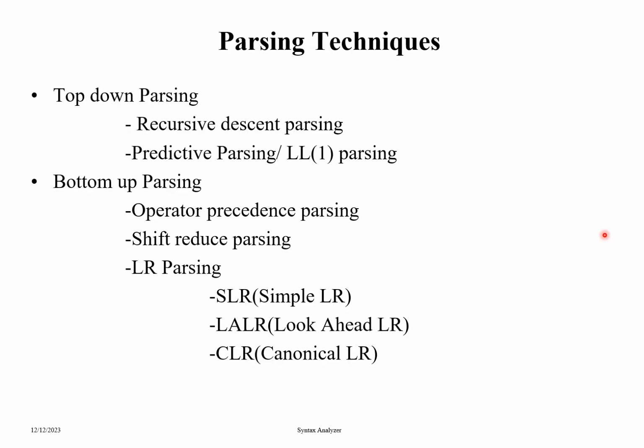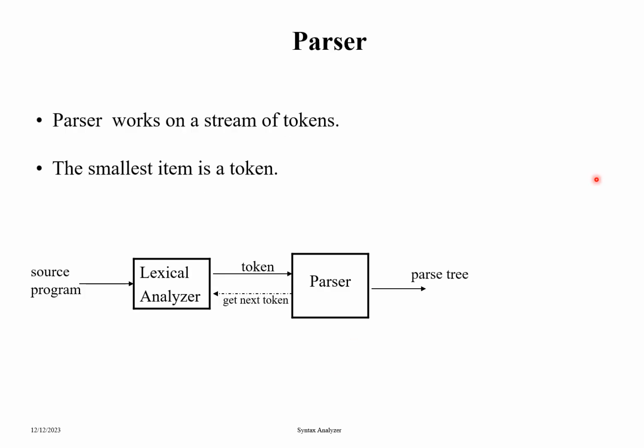We have parsing techniques: a top-down parsing technique as well as a bottom-up parsing technique. In the top-down parsing technique, we have recursive descent parsing, predictive parsing, and LL(1) parsing. In the bottom-up parsing technique, we have operator precedence parsing, shift-reduce parsing, and LR parsing. Again, LR is divided into three types: simple LR, canonical LR, and look-ahead LR.